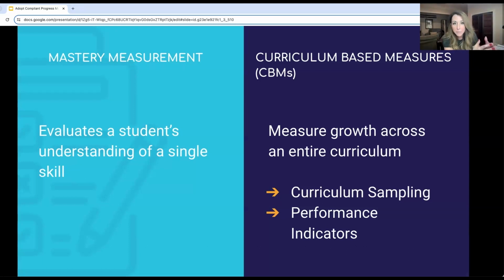Mastery measurement checks if I know, for example, short vowel A before moving to short vowel I, or, like our analogy, dribbling X number of times. CBMs, on the other hand, provide a big picture of student growth across the entire curriculum. They're not designed to tell you specific skills students have or have not mastered.